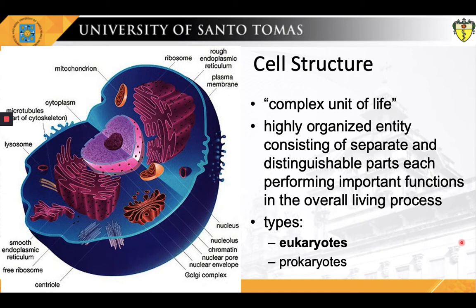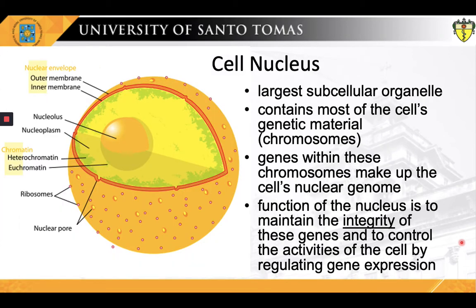The first of these is the nucleus. The nucleus is a membrane-enclosed organelle found in most eukaryotic cells. It contains most of the cell's genetic material, organized as multiple long linear DNA molecules, in complex with a large variety of proteins such as histones to form chromosomes. The genes within these chromosomes make up the cell's nuclear genome. The function of the nucleus is to maintain the integrity of these genes, and to control the activities of the cell by regulating gene expression.